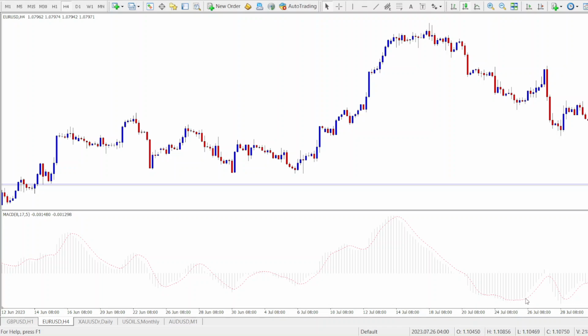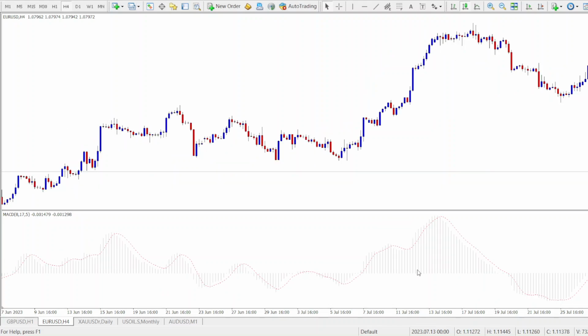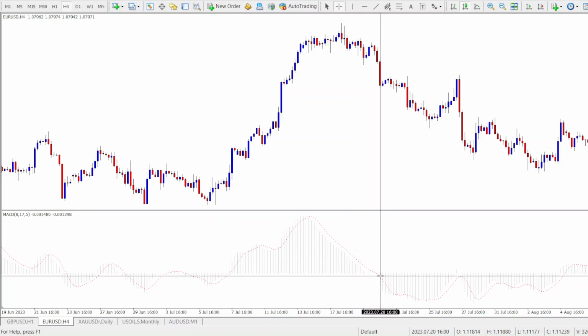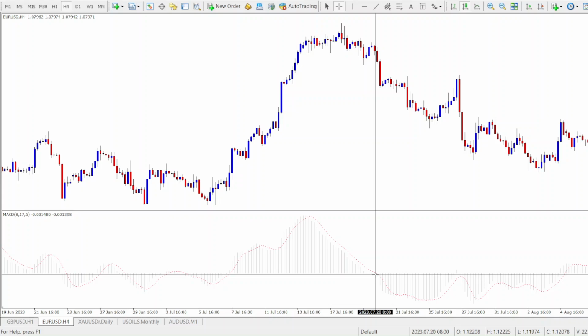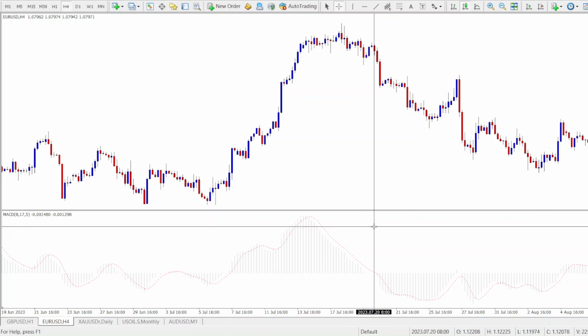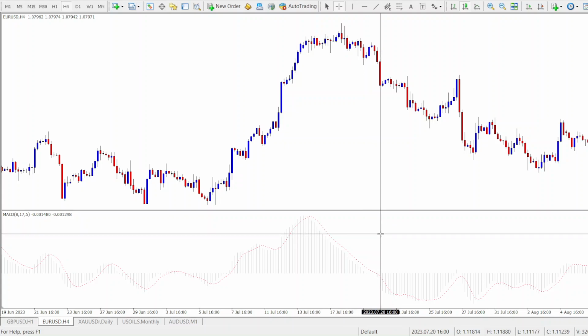Okay, so how do you actually use the MACD on the 4-hour chart? One common strategy is to look for MACD crossovers. That's when you have the MACD line crossing above the zero line, that gives you a buy signal. And when you have the MACD line crossing below the zero line, that gives you a sell signal. Okay, and it's important if you combine this with price action patterns to enhance your trading decisions.